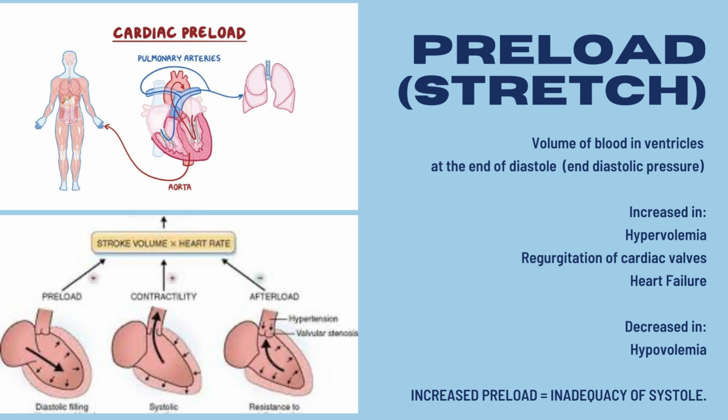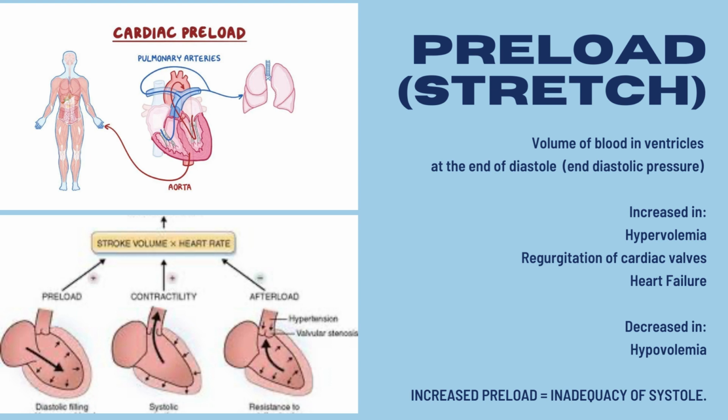So let's say that the patient's in heart failure, they have too much fluid in their body, their heart is not going to be strong enough to have an adequate pump, which equals the inadequacy of systole. But on the other hand, let's say that the patient is hemorrhaging, they are multi trauma, they are not maintaining their blood count, so they're hypovolemic. Also, with a decrease in preload, that will also equal an inadequacy of systole due to not enough blood being circulated in the system.